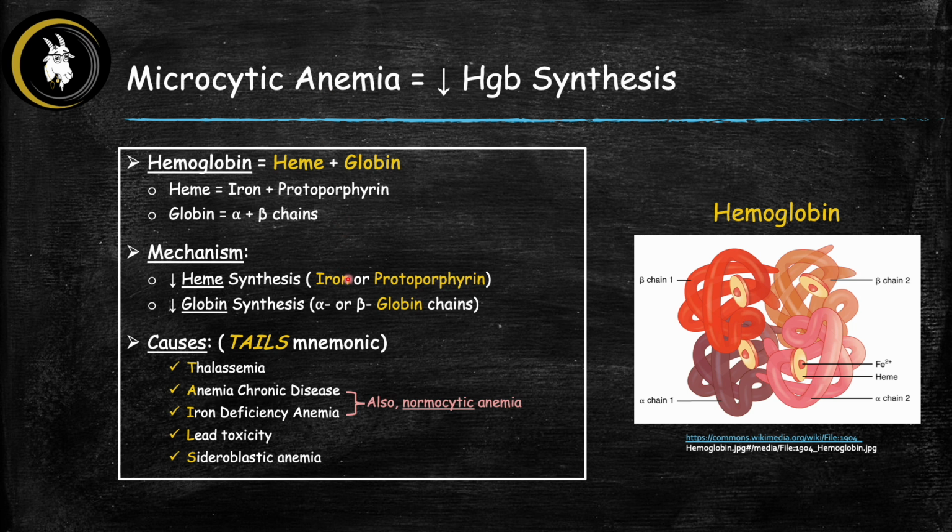And there are 5 main diseases that cause microcytic anemia, and the mnemonic for them is TAILS, which stands for thalassemia, anemia of chronic disease, iron deficiency anemia, lead toxicity, and sideroblastic anemia. One little caveat is that anemia of chronic disease and iron deficiency can not only cause microcytic anemia, but they can also cause normocytic anemia. So keep that in mind, that these two conditions can cause both micro and normocytic anemia. But with that said, let's run through this list and learn about each of these 5 causes of microcytic anemia.